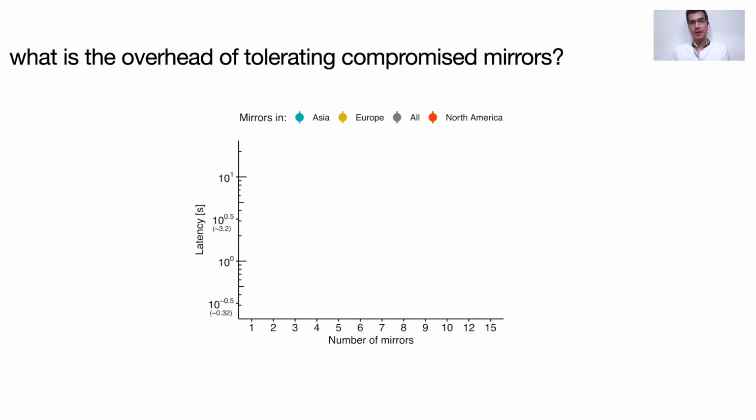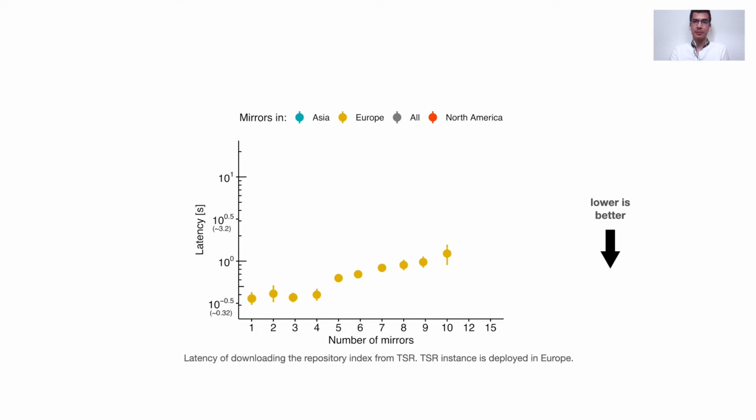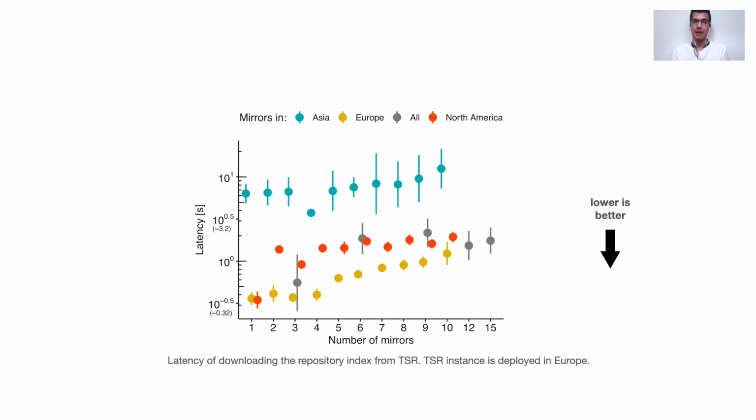In this experiment, we were increasing the number of mirrors used by TSR to establish a quorum. Depending on the number of mirrors available on the same continent, TSR required from 400 milliseconds up to 1 second to return the repository index. The latencies were much higher when TSR used only mirrors located on different continents because of higher network latencies. In scenarios where TSR used mirrors located on all continents, the higher network latencies to mirrors located in other continents did not dominate the index download latency.